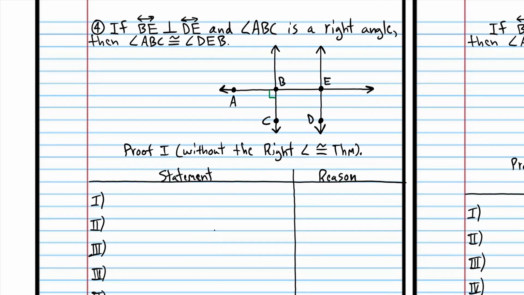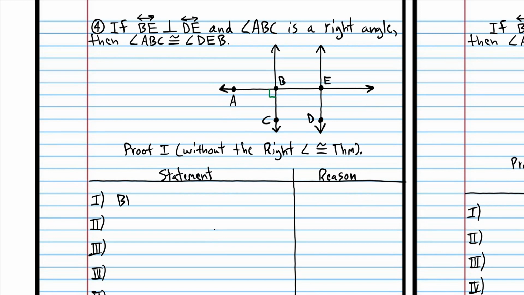All right, we're back. So we'll start out with the given information. Line BE is perpendicular to line DE.